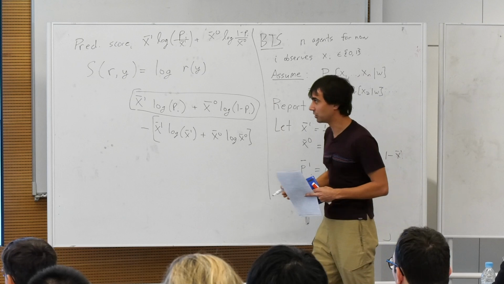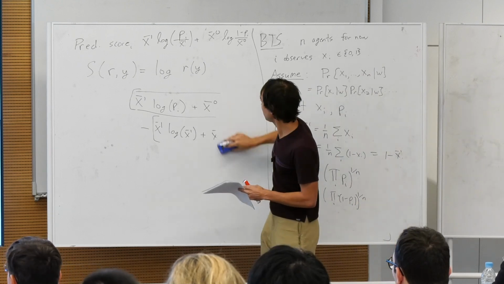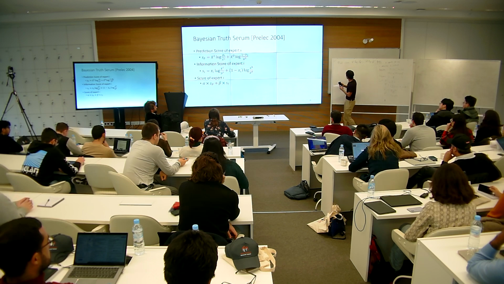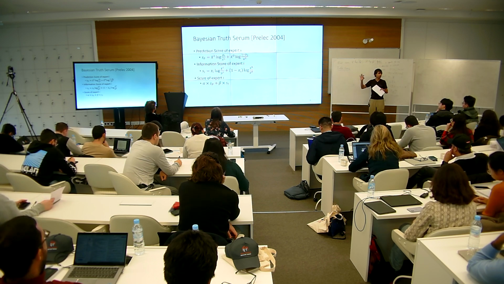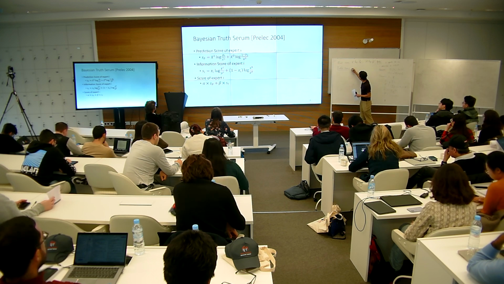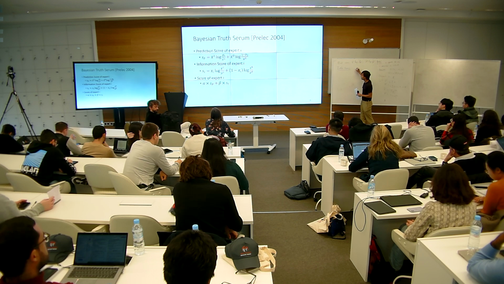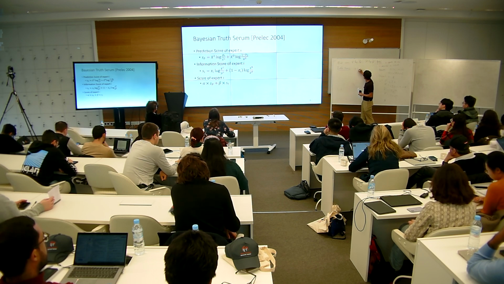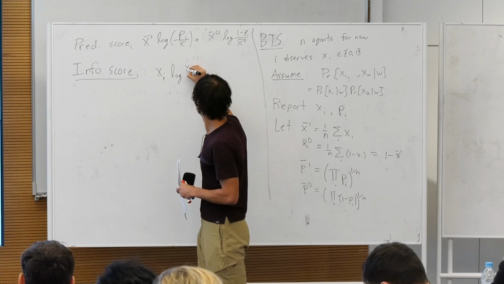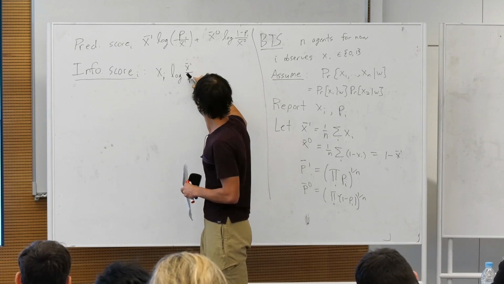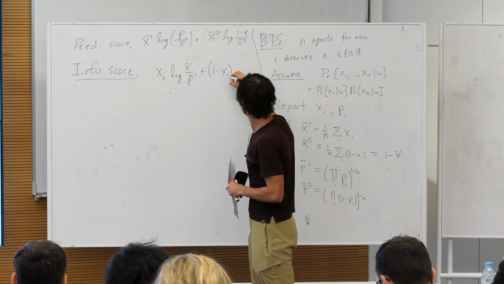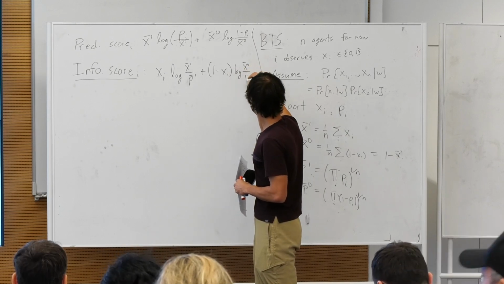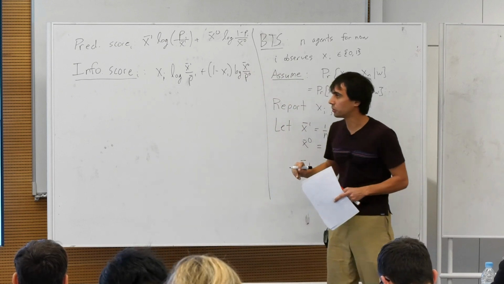Excuse me. Still need to do information score. So I'll erase this part. Okay. And here, I'm not going to try to prove that it's truthful, but just talk about the intuition. So the information score for i, again, is, right. So let's just write it. Okay, this is one way to write the information score.